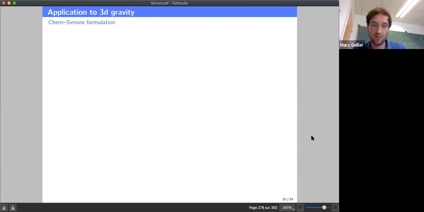So now to start with something new, and to end with three-dimensional gravity, I want to briefly mention the Chern-Simons formulation, because this is something which is important to know, and that you will see in many papers on three-dimensional gravity and many lectures.